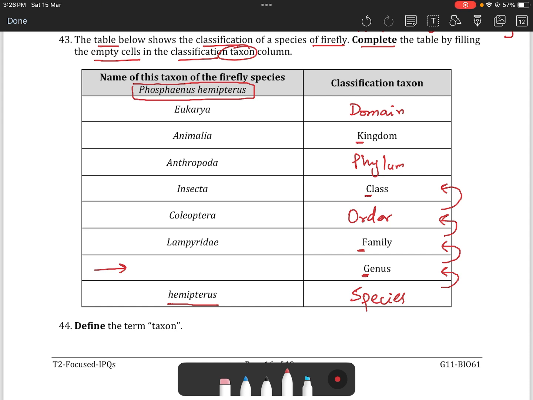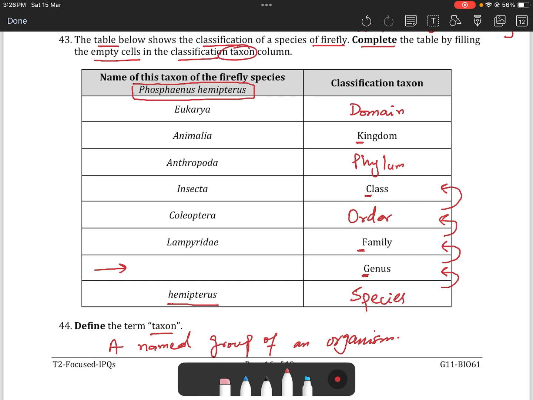Before that, define the term taxon. A taxon is a named group of organisms, whatever group is named, whether it is a species, a genus, a family, an order, or whatever.